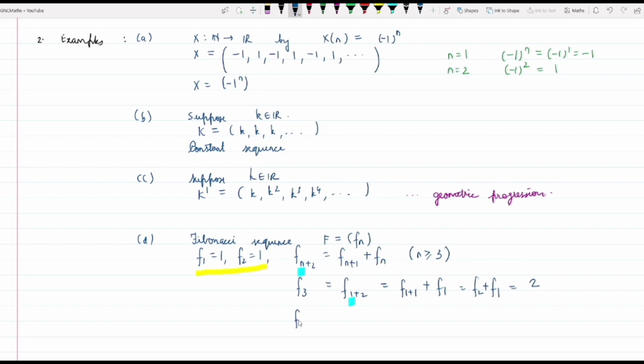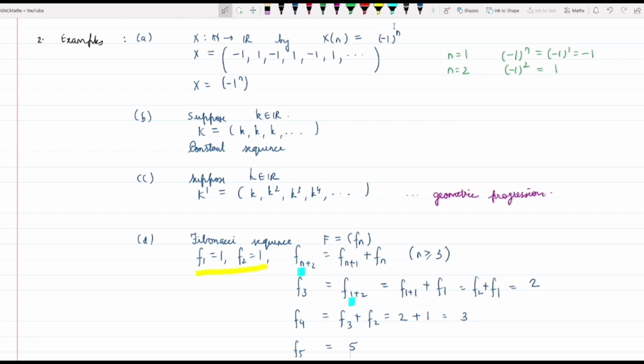Now making it simpler and shorter, f4 is given as the sum of f3 and f2. f3 we had just evaluated above, it is 2, and f2 given to us is 1. So this is 3. And likewise, if you evaluate f5, you will get 5.